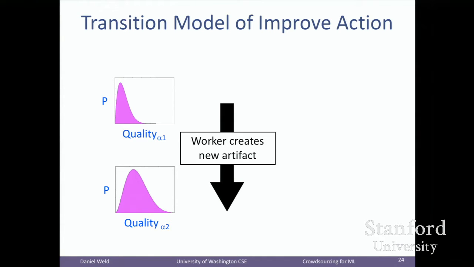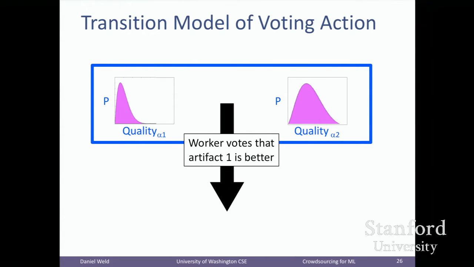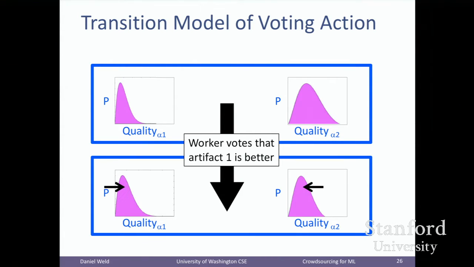And just to give an illustration, here's what happens when a worker creates a new artifact. We might have some distribution shown at the top that says we think the caption is not so good. And after we ask a worker to create the new artifact, then maybe we've got an expectation that the caption's quite a bit better. And here, if we've got two different captions and we've got distributions over both of them, and we ask a worker which one's better, supposing the worker says that the first one, artifact 1, is better, then that gives us these two different distributions. So basically that means that either this caption is better or else this caption is worse. And so we update both of those probability distributions. And we learn these models over time.